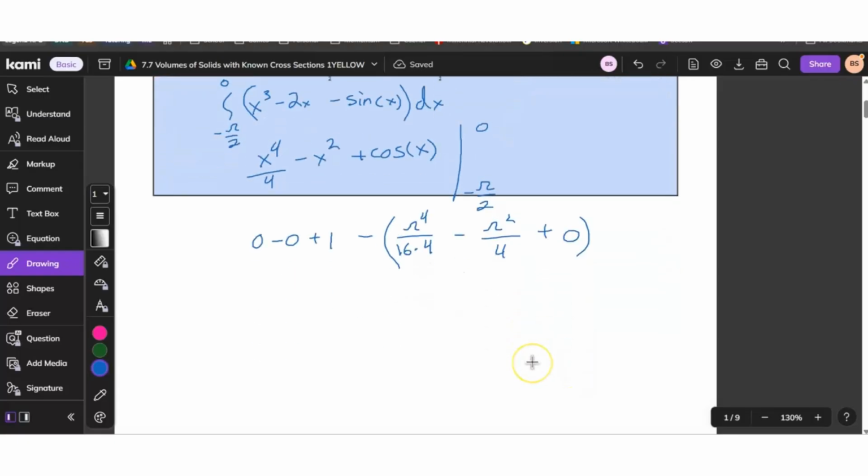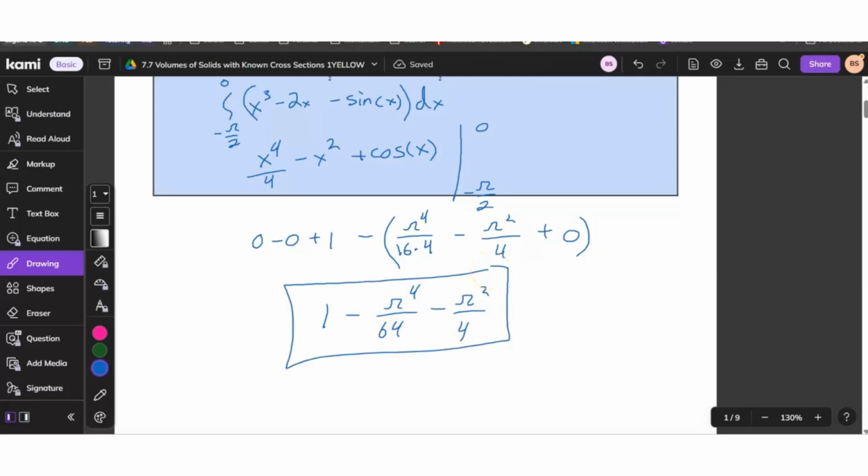Okay, all right, so that means I'm going to get 1 minus pi to the power of 4 over 64 minus pi squared over 4. That would be my answer. Amazing. You can just leave it like this. Oh, hang on, no, I lied. This one should become positive, right? Because I distribute the negative in, this one becomes positive. Yeah, I can just leave it like that. Look how good we are. We rock.